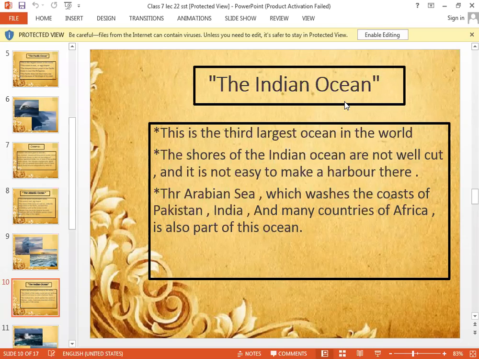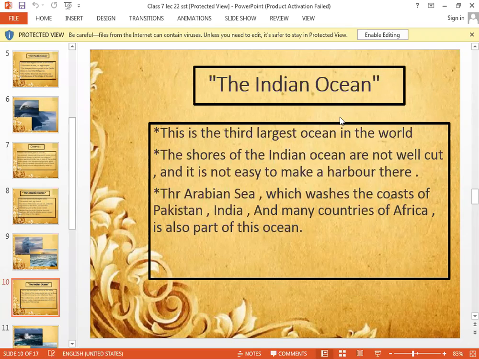So what is an interesting fact about the Indian Ocean? First of all, I want to tell you that it is the third largest ocean, after the Pacific and Atlantic Oceans in size, and the Indian Ocean is comparable with five times the size of the United States.